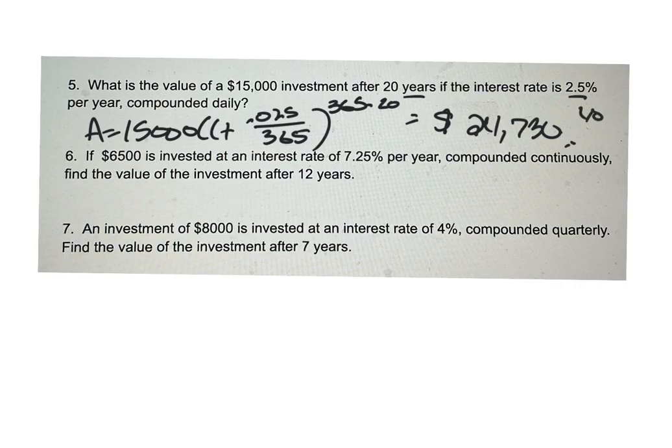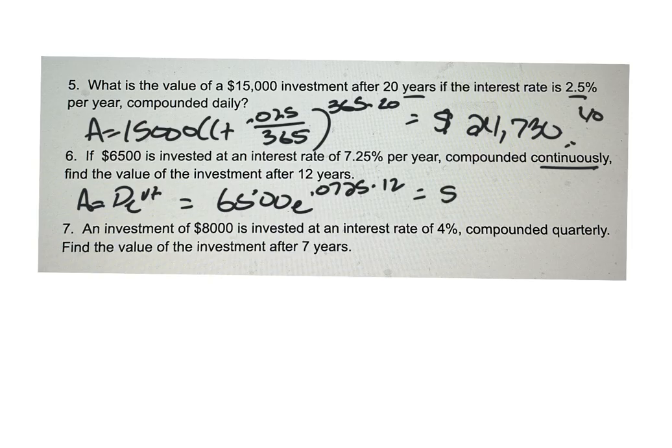Number 6, another investment problem. A $6,500 investment, and this one says compounded continuously. Because it says continuously, it's Pert. Remember, the r and t are both in the exponent, in parentheses, in Pert. P is the principal at 6,500, e is e, and the rate is 0.0725 times the time, which is 12. And again, punching it straight in, I'm getting $15,514.92. Awesome.